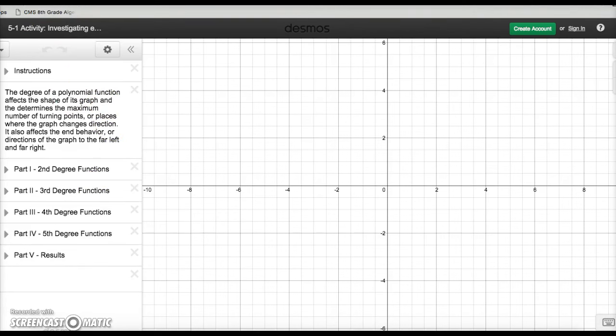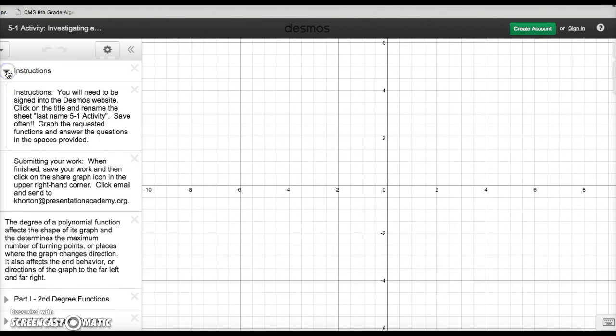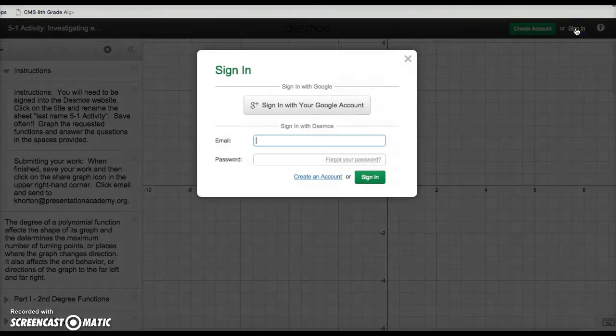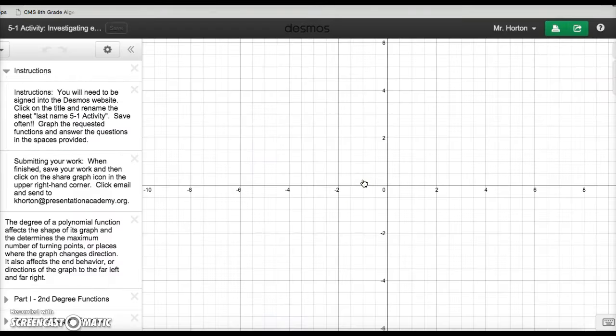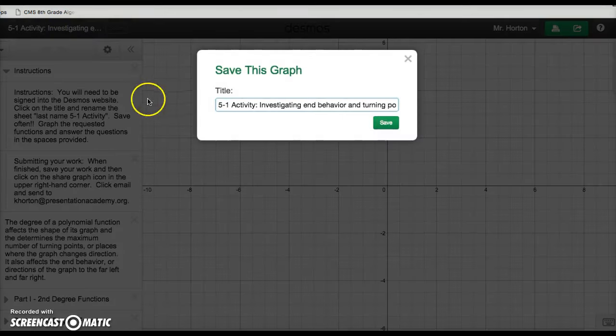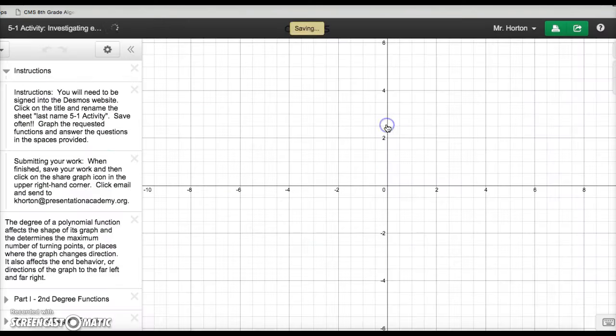Now, here are the instructions. First, you will need to be signed into Desmos, into the website. So let's make sure that we are signed in to our account. Then you're going to click on the title and rename the sheet with your last name and 5-1 activity. Now make sure that you save often so you don't lose any of your work.